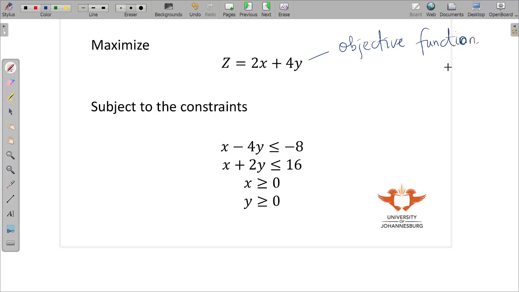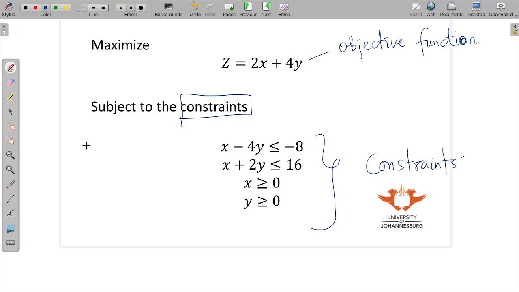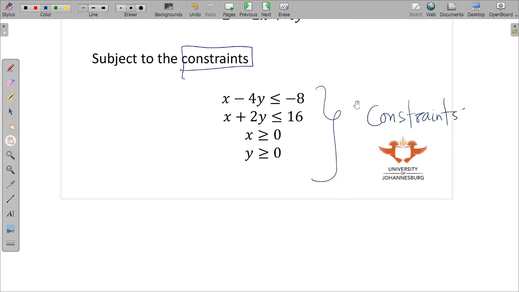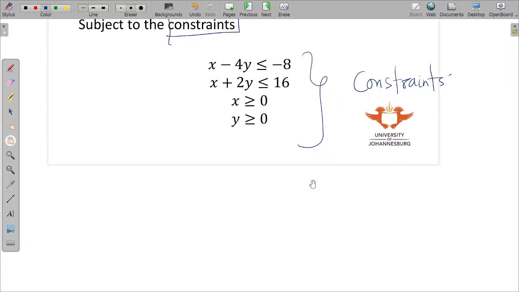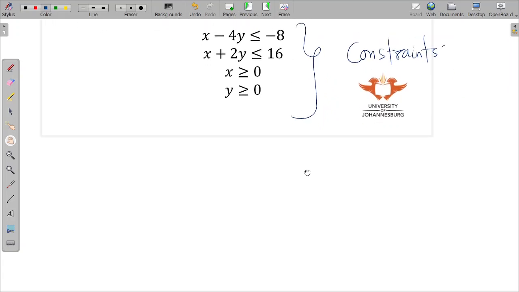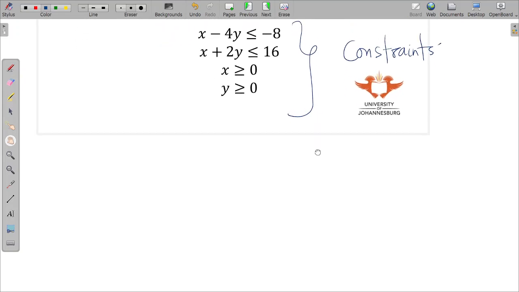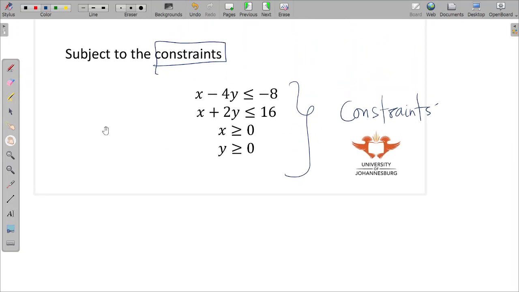Okay, and these are the constraints. All right, so to draw our graph, we draw the graph for these linear inequalities. That is for the constraint. So let's go by drawing the graph for this constraint.